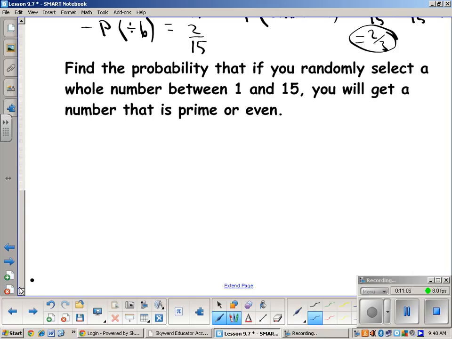Oh, I'm sorry, go ahead. Not on that question specifically, but what if A and B are not mutually exclusive? Do you have an example on that? Yeah, this one right here.